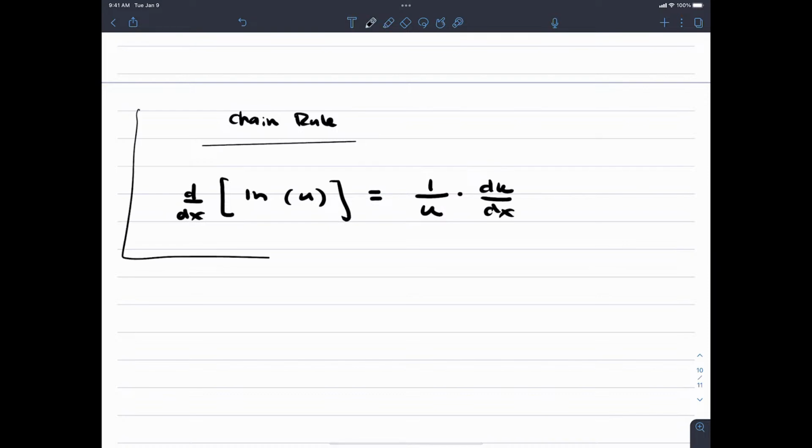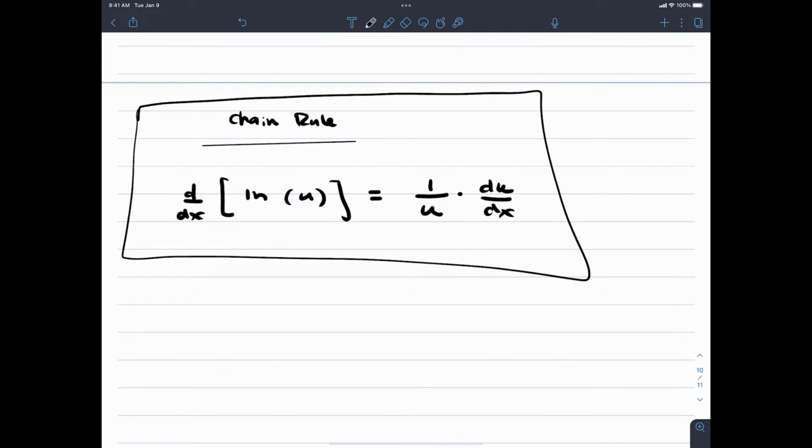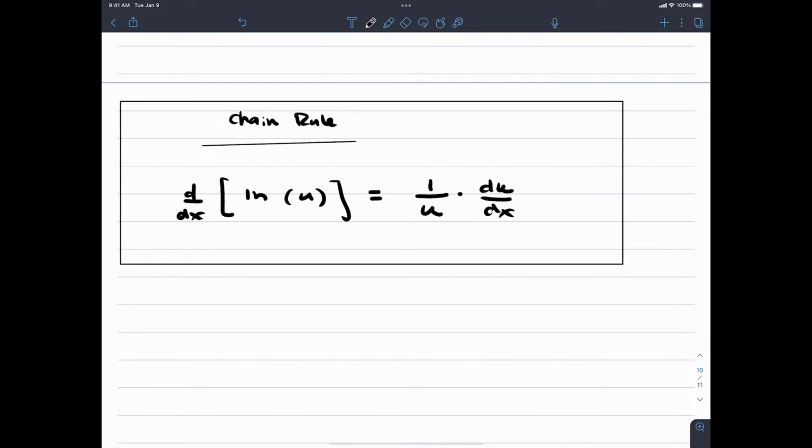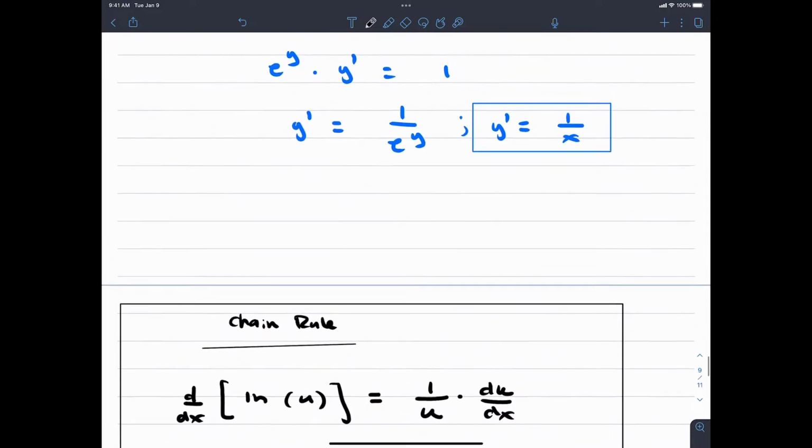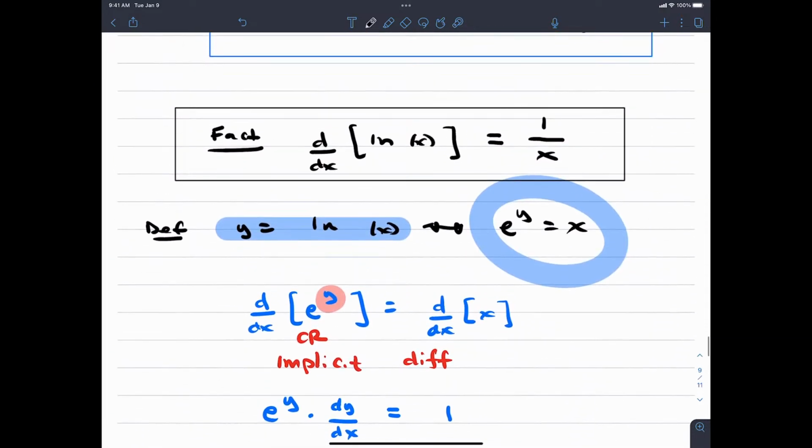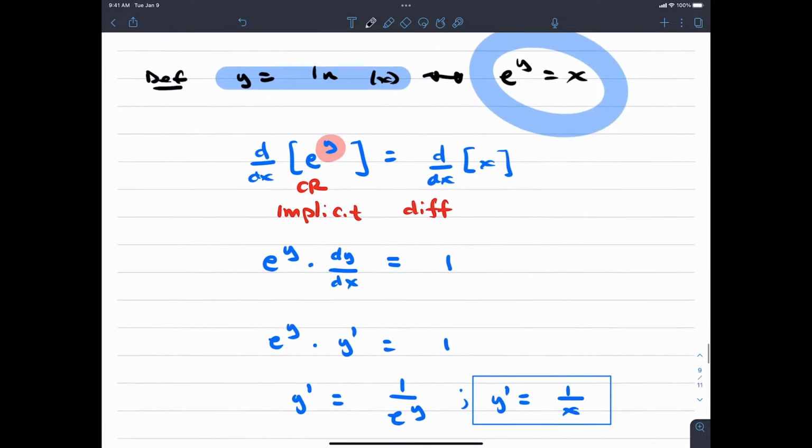So, ladies and gentlemen, this is our gold here. This is chain rule, and then this is the derivative formula here. All right, you guys okay with that?